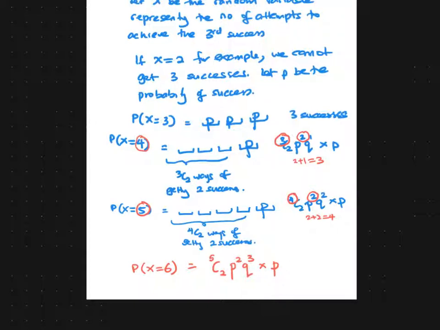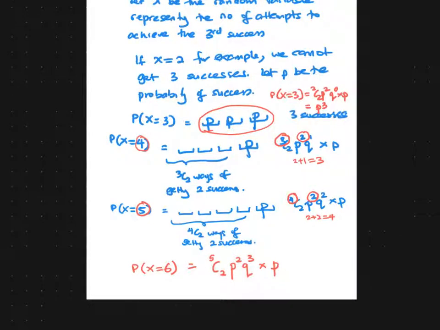So in the case of P(x = 3), we will get 2C2 p squared q to the 0 times p. And this gives us p cubed, which is what we have observed earlier.